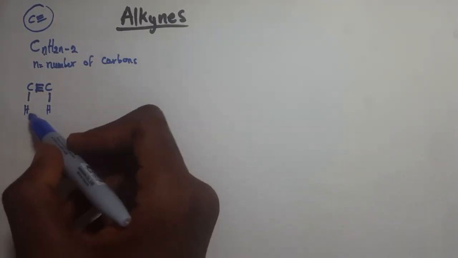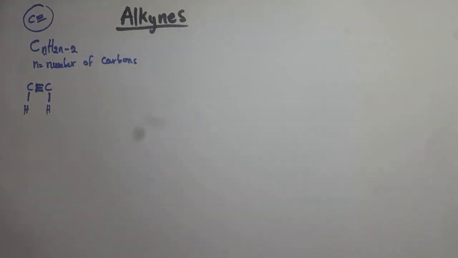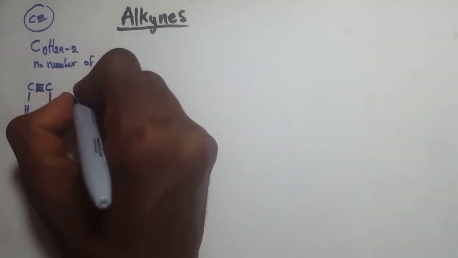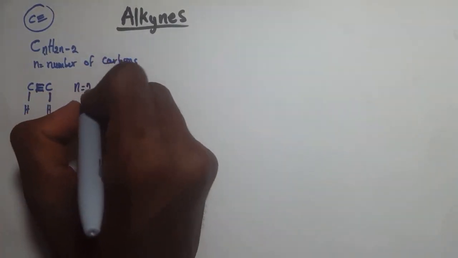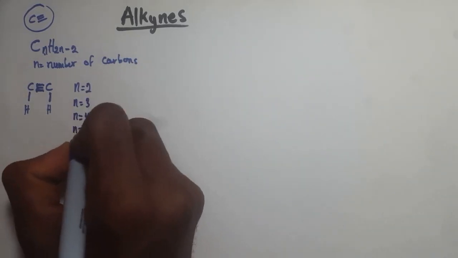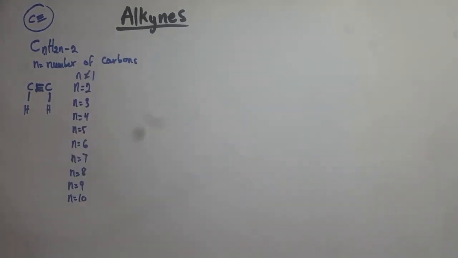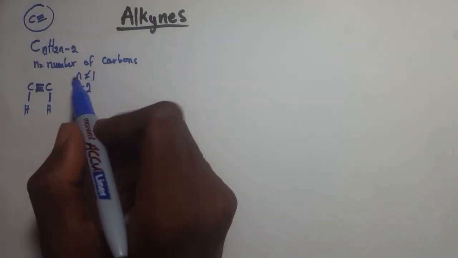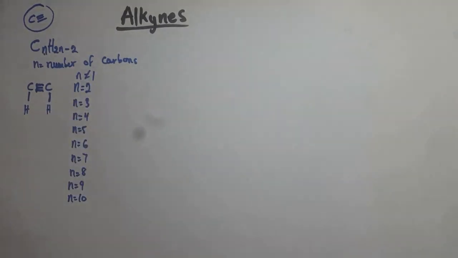It's similar to that of alkenes. With alkenes also, I mentioned that the first member of an alkene has 2 carbons. But for alkanes, you can start from 1. Yes. So let's look at how we can name some simple alkynes. Since I said the number of carbons starts from 2, we start from 2. When n is 3, when n is 4, when n is 5. I already mentioned that an alkyne cannot have a single carbon.